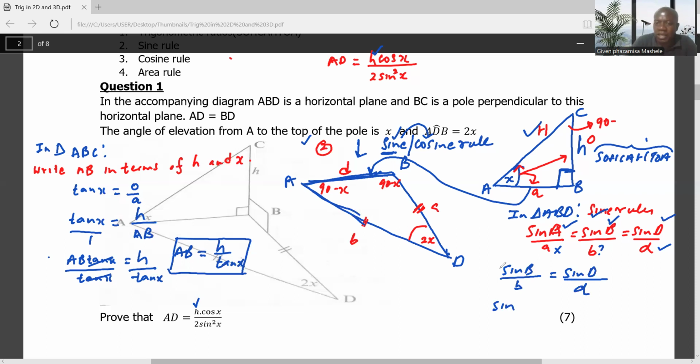What is angle B? Angle B, we know it's 90 minus x. What is small letter b? Small letter b is our AD, it's what we are looking for. Sine angle D is our 2x. Small letter d is our AB, and we just got AB just now. So now we can simplify this expression.